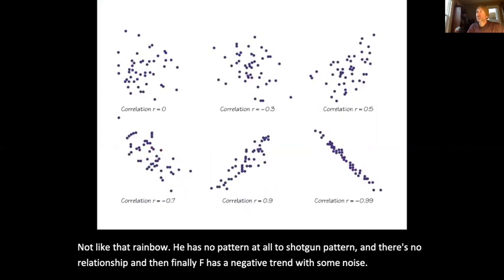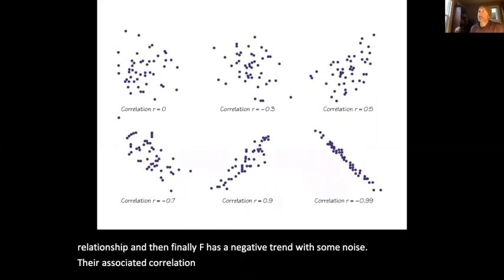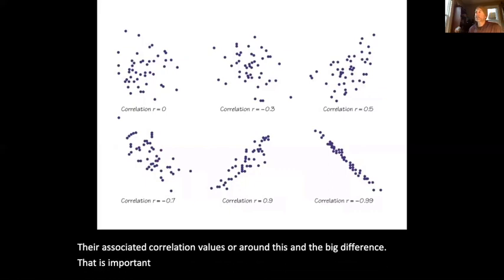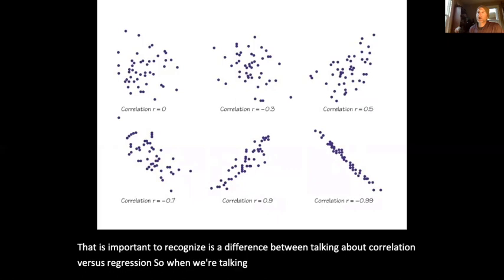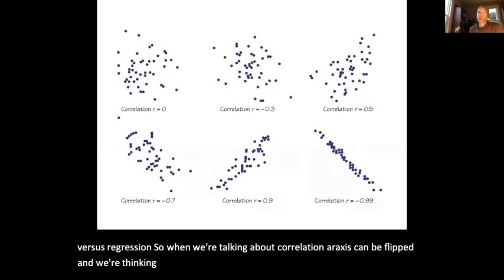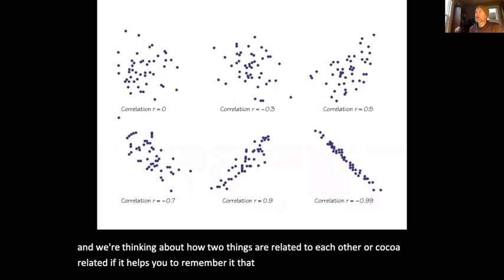There are associated correlation values around this, and the big difference that is important to recognize is a difference between talking about correlation versus regression. So when we're talking about correlation, our axes can be flipped and we're thinking about how two things are related to each other or co-related, if it helps you to remember it that way. But we are not thinking about one predicting the other.